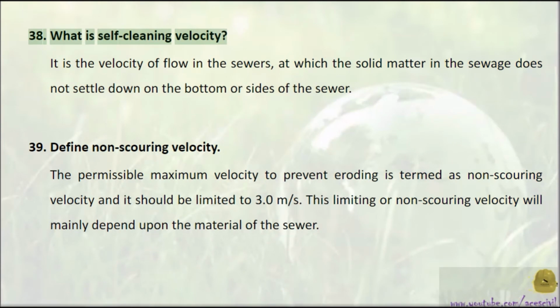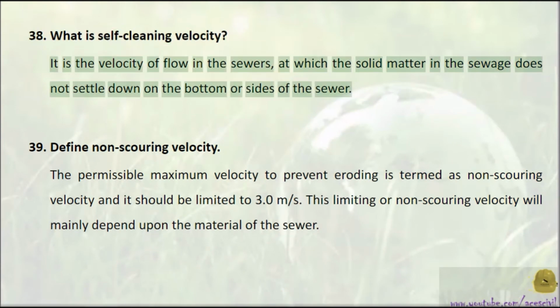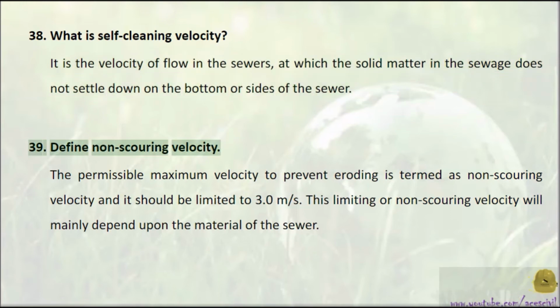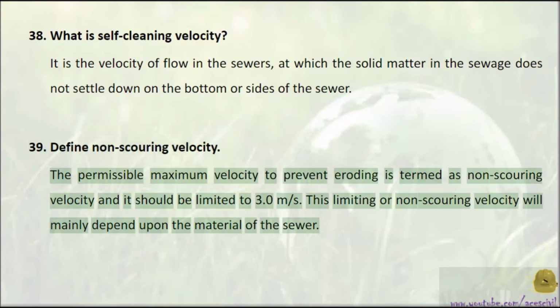What is self-cleaning velocity? It is the velocity of flow in the sewers, at which the solid matter in the sewage does not settle down on the bottom or sides of the sewer. Define non-scouring velocity. The permissible maximum velocity to prevent eroding is termed as non-scouring velocity, and it should be limited to 3.0 m/s. This limiting or non-scouring velocity will mainly depend upon the material of the sewer.